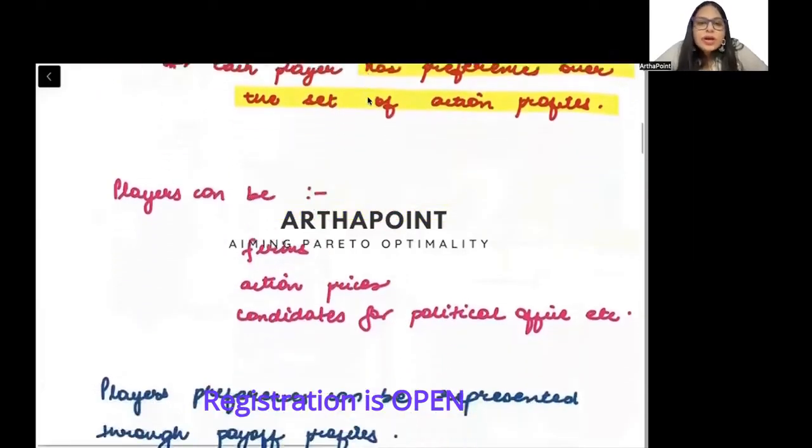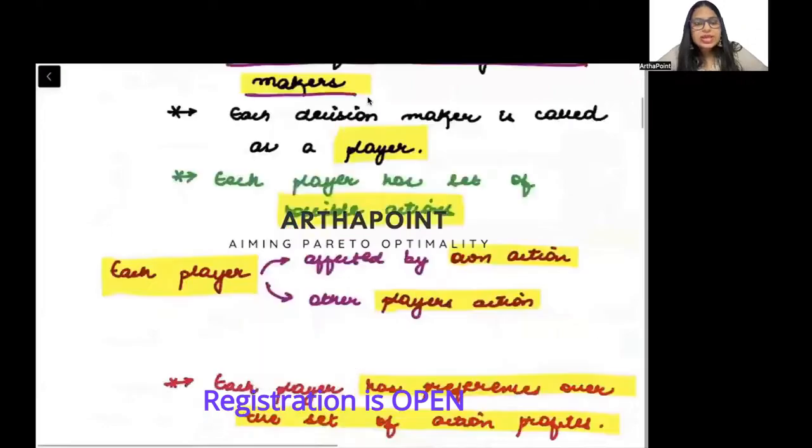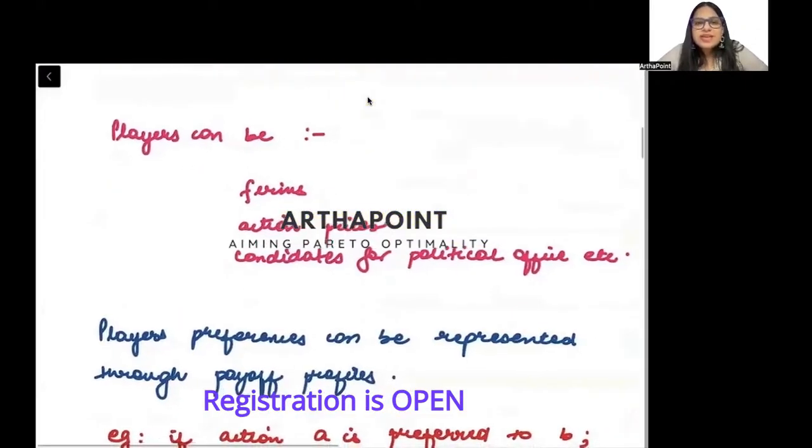हाँ. So what is a game finally? तो अभी तक हमने एक strategic game के क्या क्या features पढ़े. What is a strategic game? A strategic game is any game which has players, which has actions, and which has preferences over actions. Preferences over actions means what?